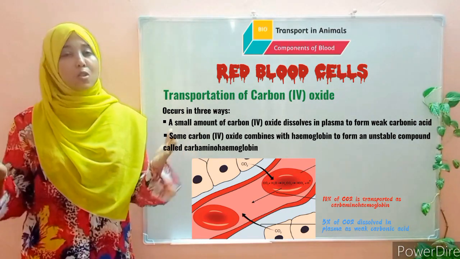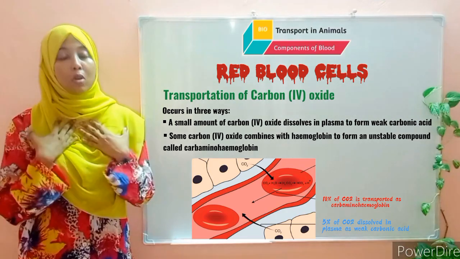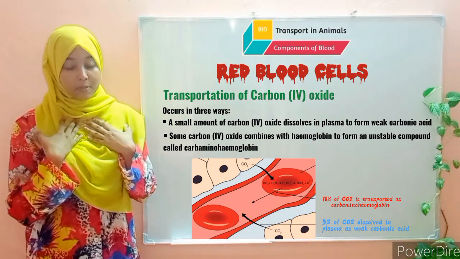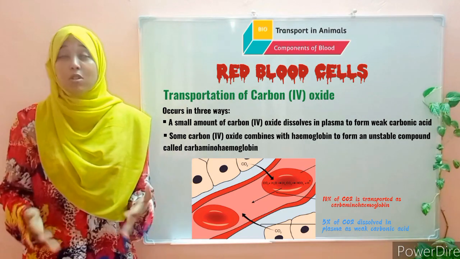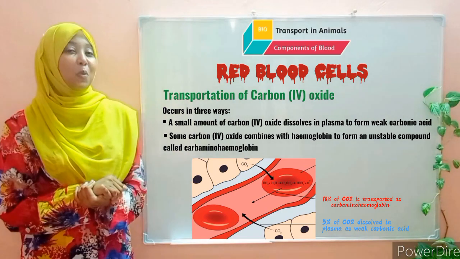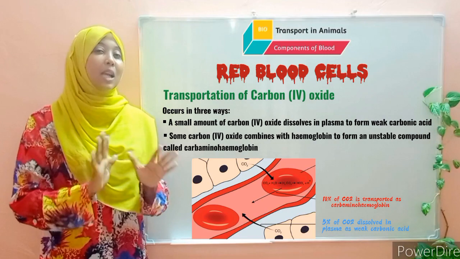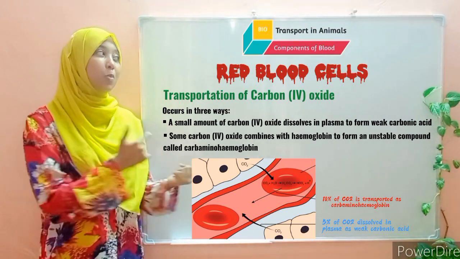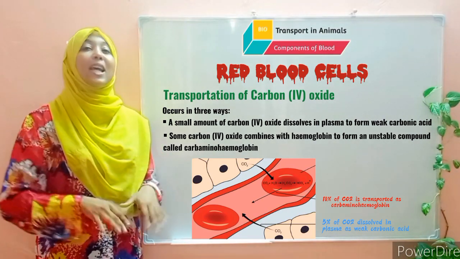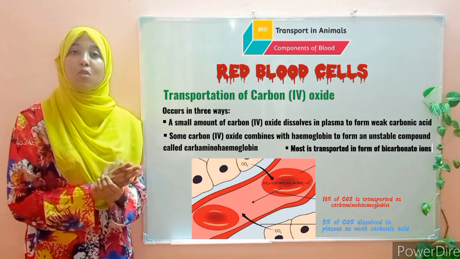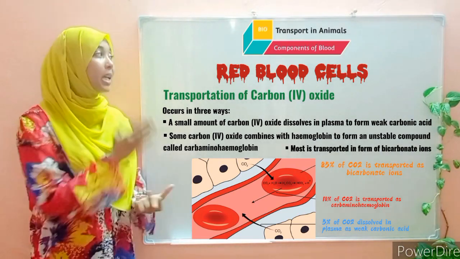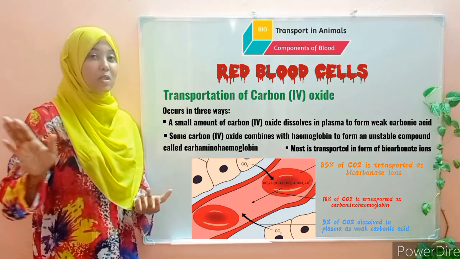Now, what happens to the hemoglobin, the poor hemoglobin that has been left behind? It simply goes back, looking for more oxygen or carbon 4 oxide to bind with. This is around 10% of carbon 4 oxide that is transported in this form. Now, the majority of carbon 4 oxide, around 85%, is transported in the form of bicarbonate ions.